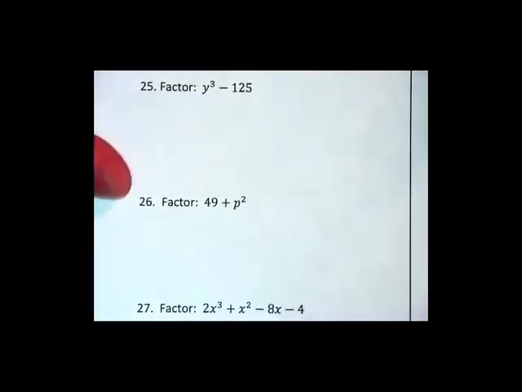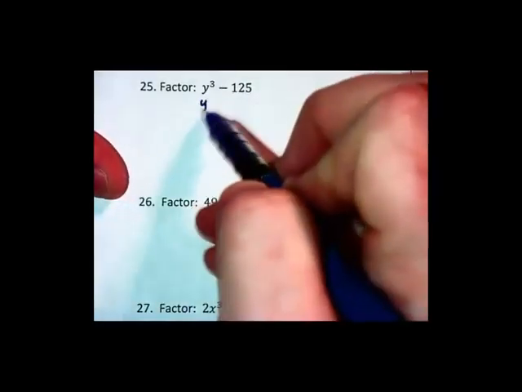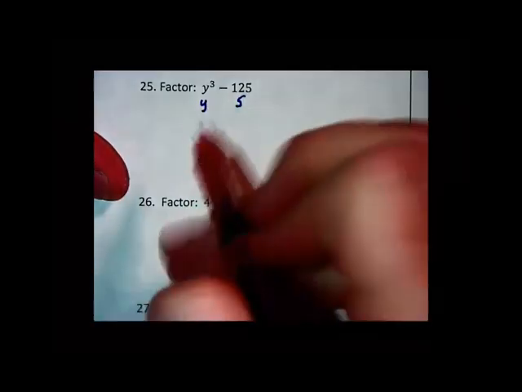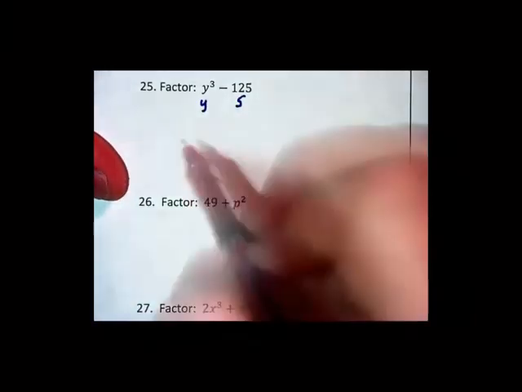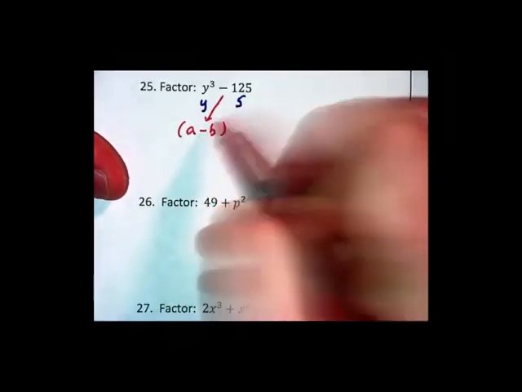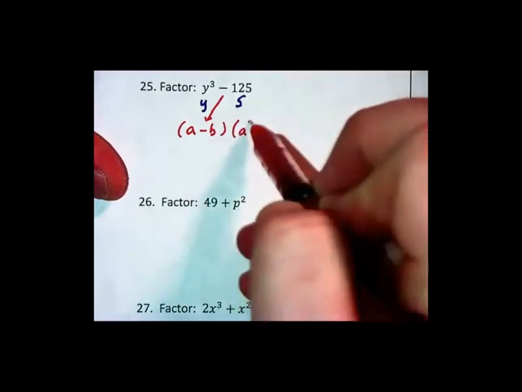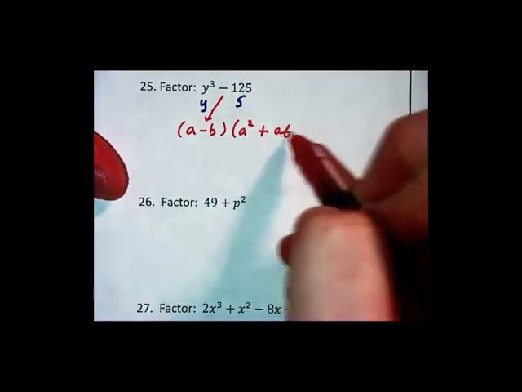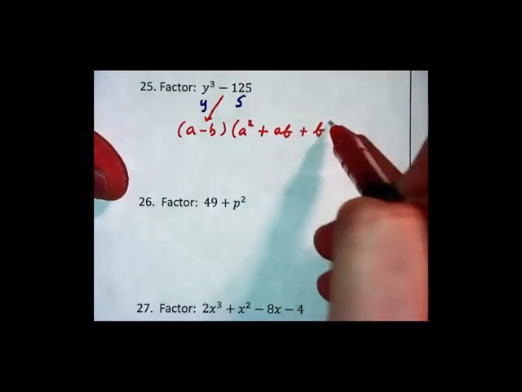We then have the difference of two cubes. We notice that y and 5 will be the cube roots. The cube root formula says basically a minus b, same sign from the original problem, times a squared plus, we go with the opposite sign, ab, plus, always positive at the end, plus b squared.